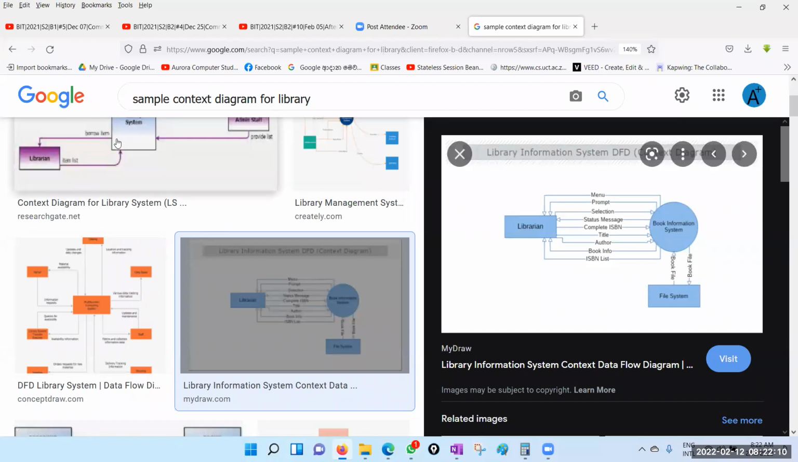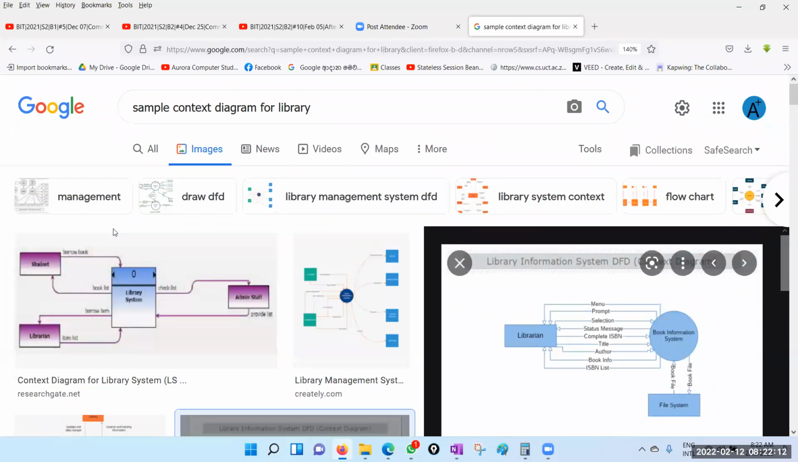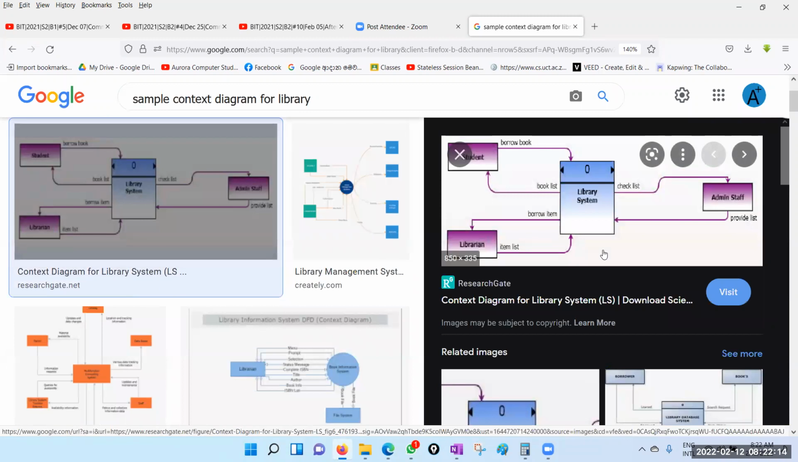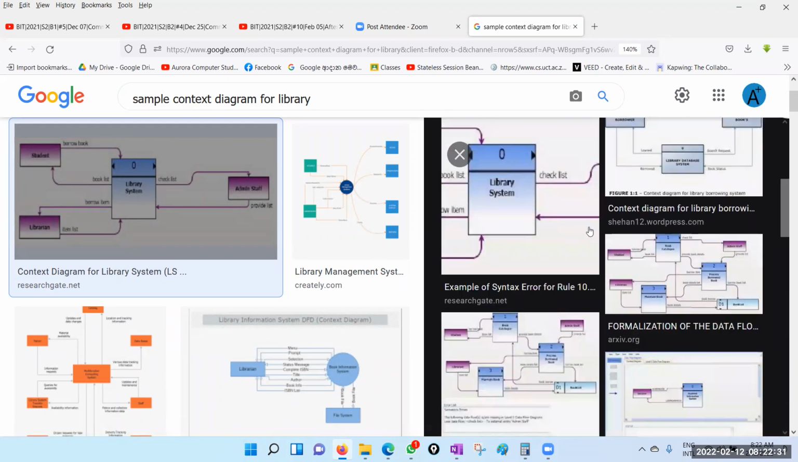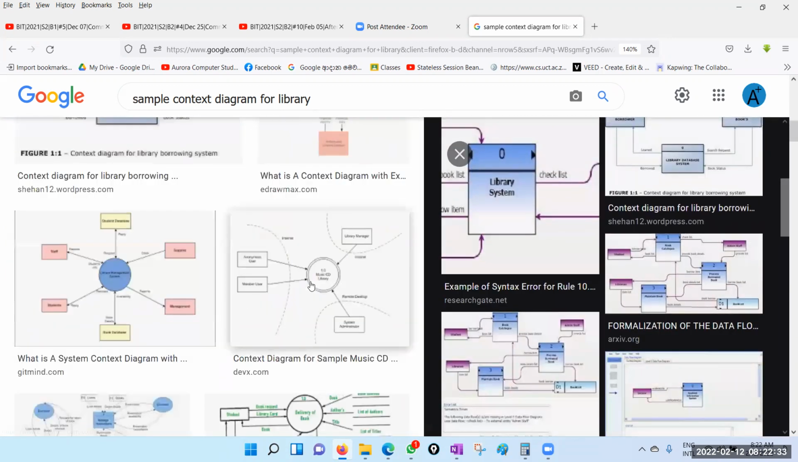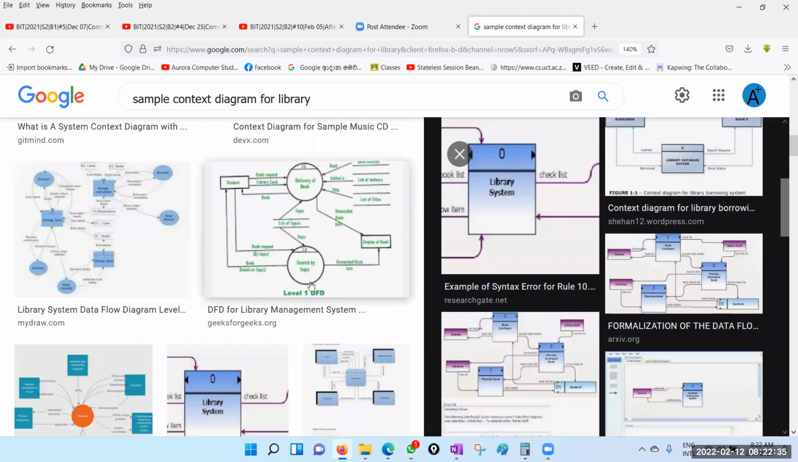So not a very good one. So you can see student. Here they have taken librarian and admin staff also as external, but usually we don't show them as well. So borrow book, get the book list, right? Okay, that is not a very good one. Let's see whether we have a better one.